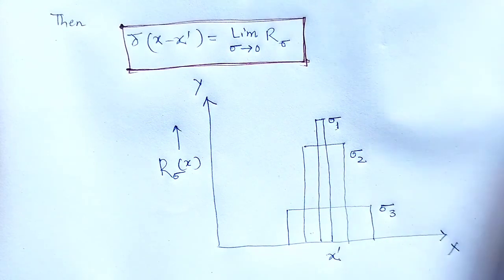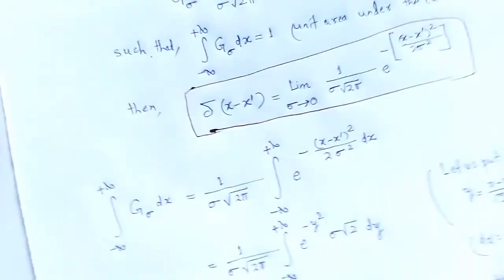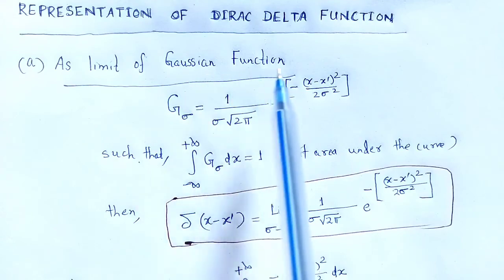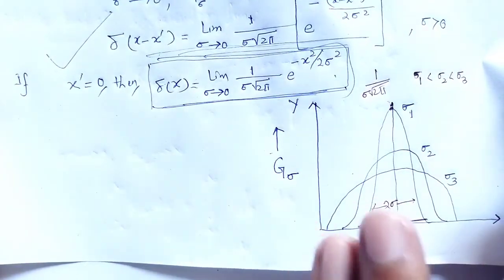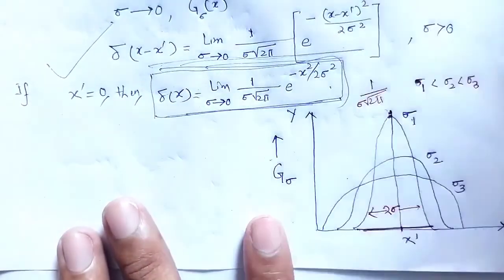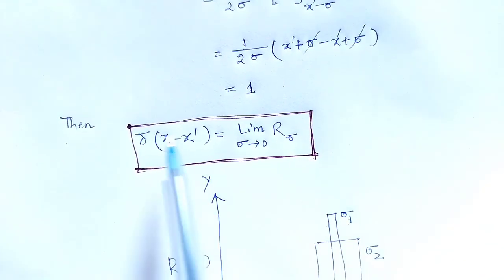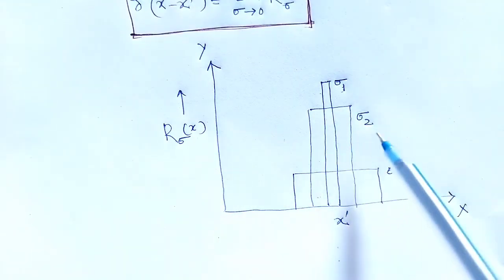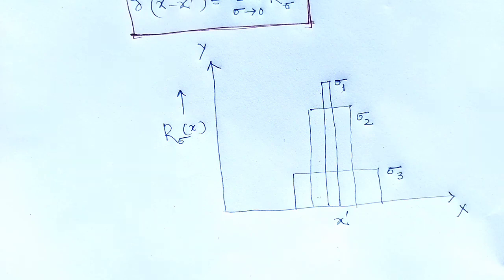With the help of this video lecture we have understood the concept of two types of representation of the Dirac delta function. One is as a limit of Gaussian function, and how we can graphically represent it, and also we represent the Dirac delta function as a limit of rectangular function. This one is the graphical representation of the Dirac delta function in terms of the rectangular function. So with these valuable notes, let me wind up this session. Thank you.